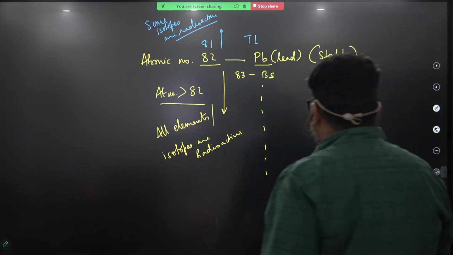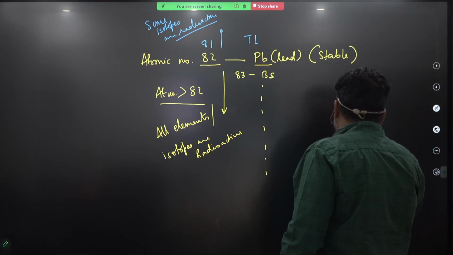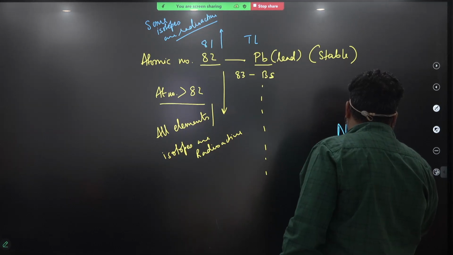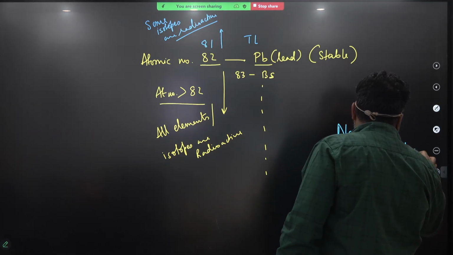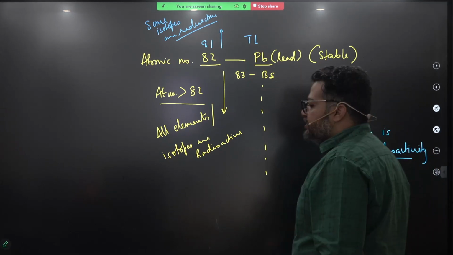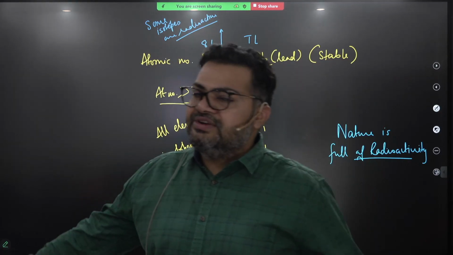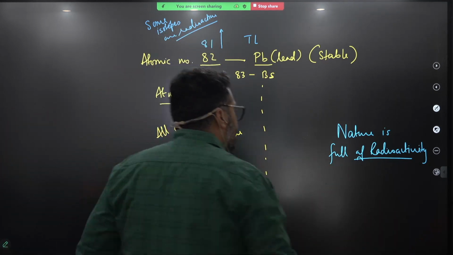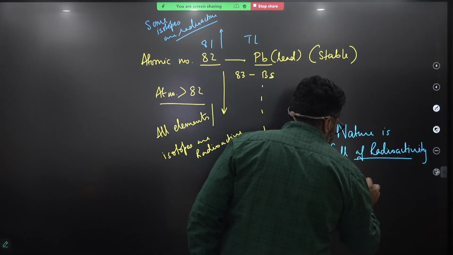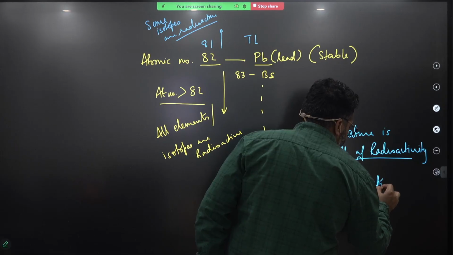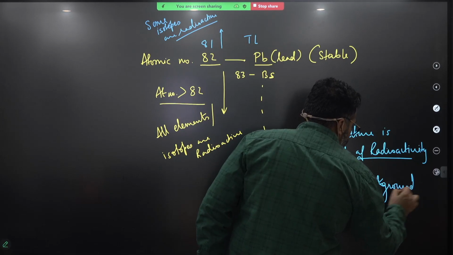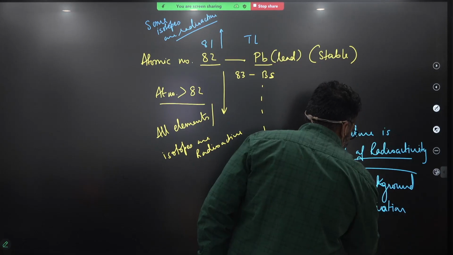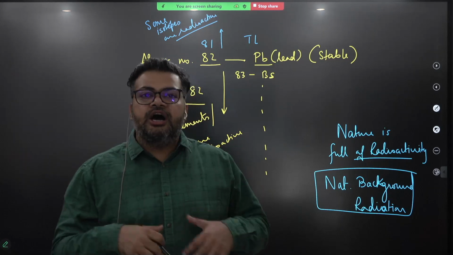So remember guys, nature is full of radioactivity. Everything around you is radioactive. But whatever radioactivity that we have around us, we call it natural background radiation. So what is natural background radiation? It is the naturally occurring radioactivity that is existing around us, which does not harm our body.